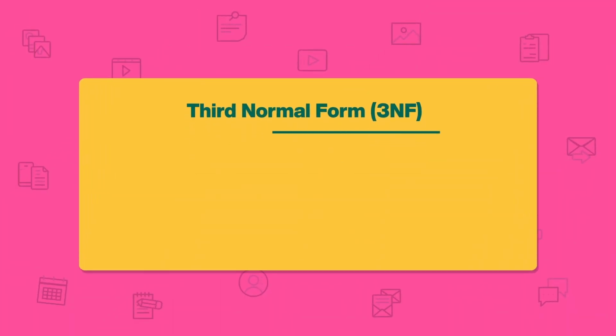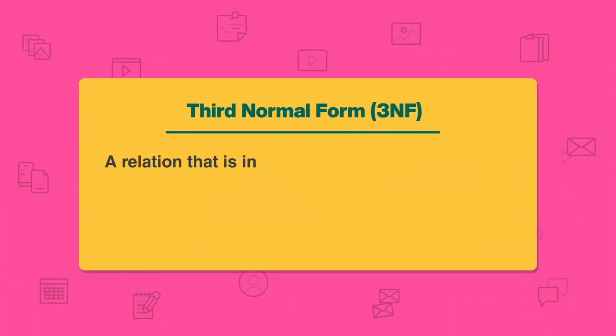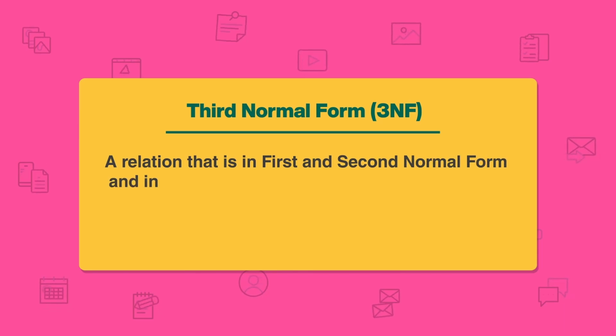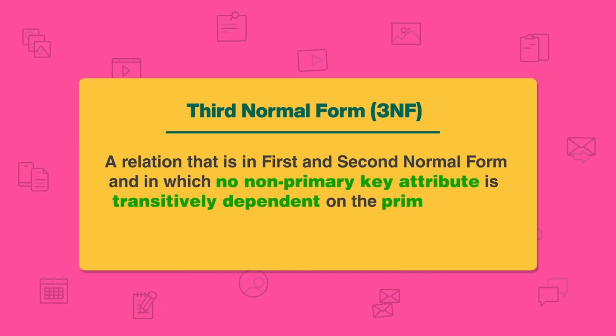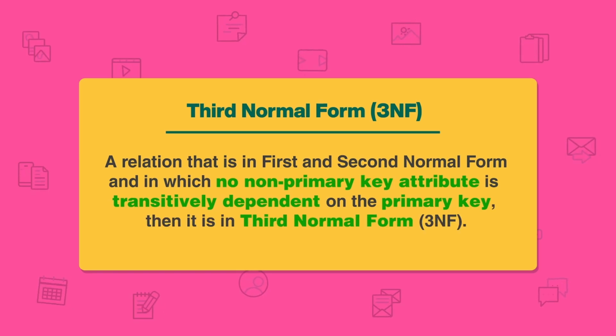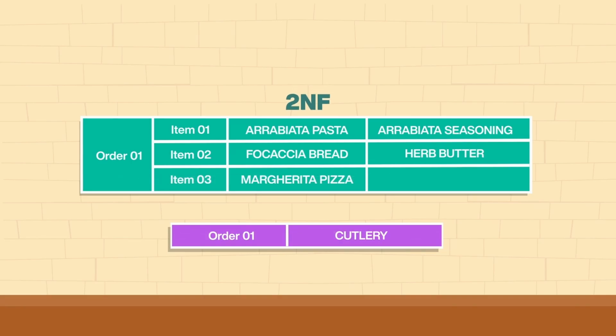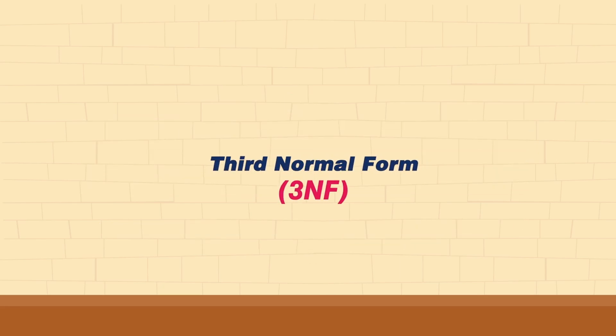Third normal form, 3NF. A relation that is in first and second normal form and in which no non-primary key attribute is transitively dependent on the primary key is in third normal form. Remove non-primary key dependencies. Now, there is another problem in 2NF. When they updated item 1 arrabbiata pasta to pesto pasta, they forgot to replace the seasoning. Pasta and seasoning are interrelated. Both are not primary keys. They are transitively dependent.